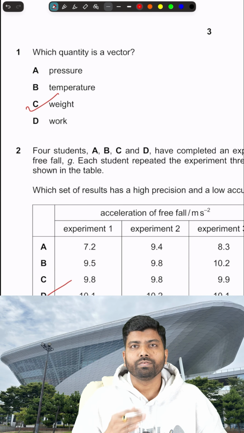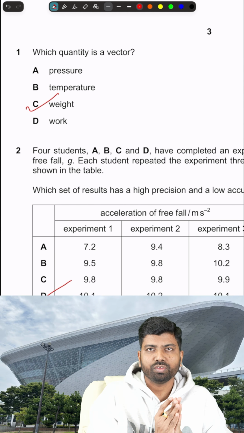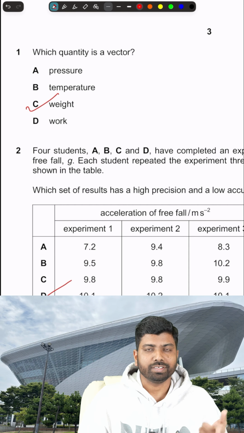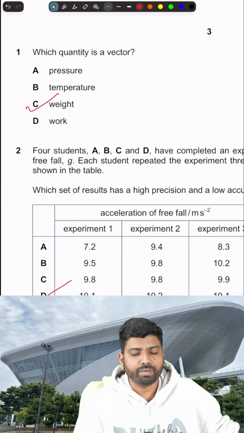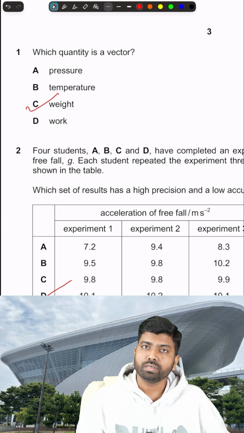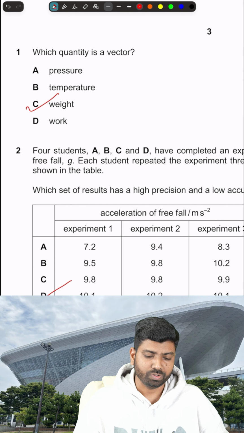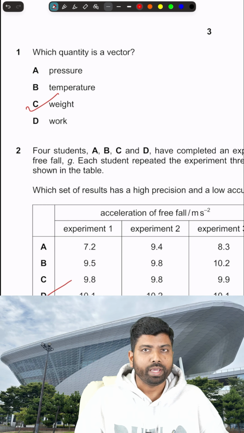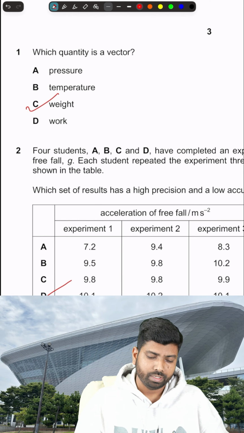Which quantity is a vector quantity? The question is on the screen. Can you tell me your answer? So I have identified the answer. Pressure is not a vector quantity. Pressure is something different, I will tell you. Temperature is not a vector quantity. It is a scalar quantity. Weight is a vector quantity, and work is a scalar quantity, right?